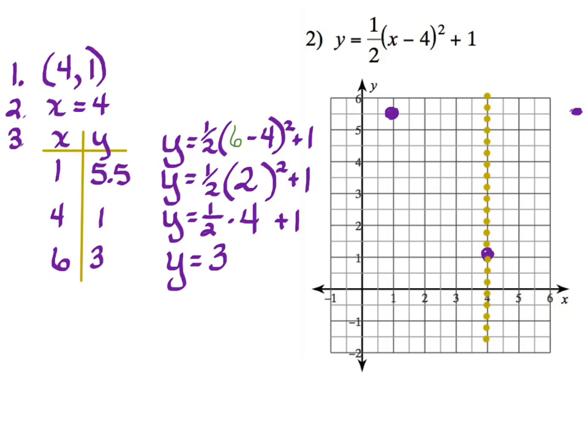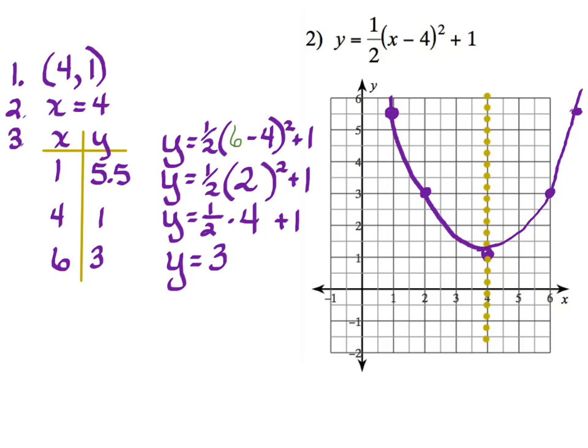Next, what I want to do is let's just graph our second point. It's going to be here, and you're going to count the number of units away from the axis of symmetry, and then you're going to go over here and plot the same number of increments, and there it is. And then you're going to sketch that graph.